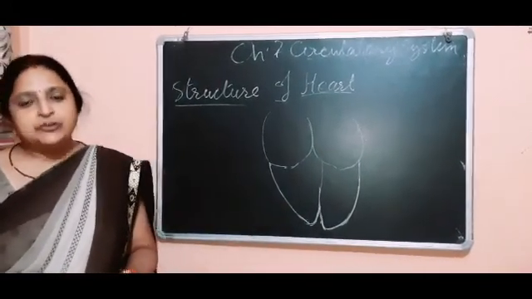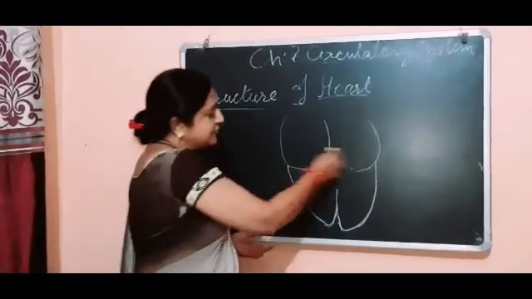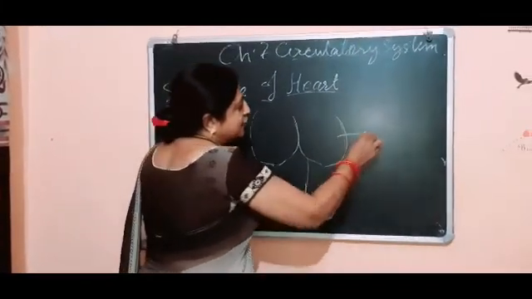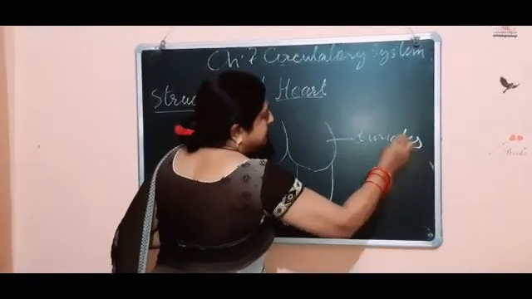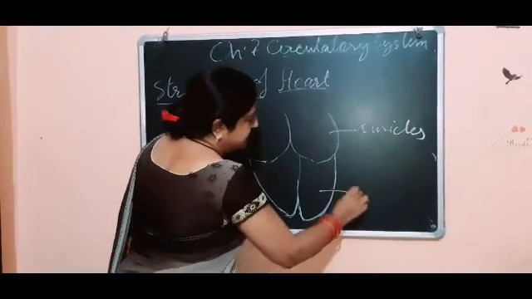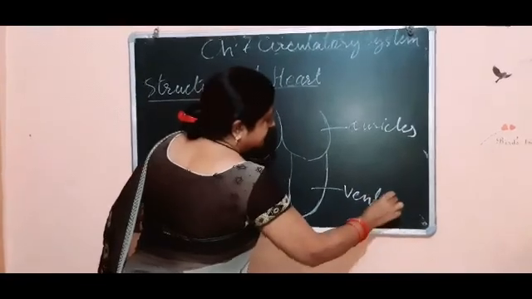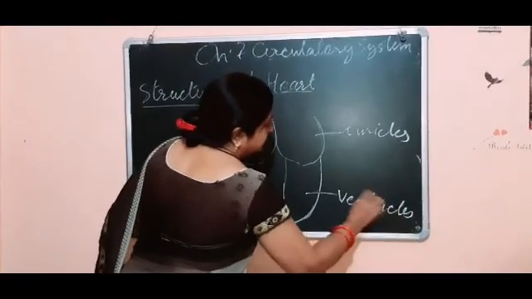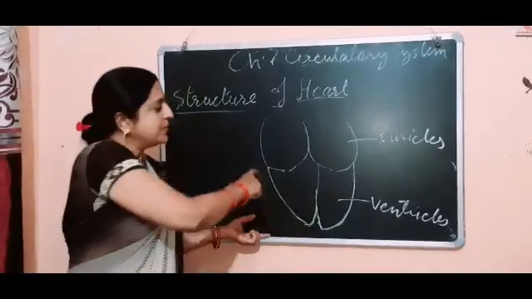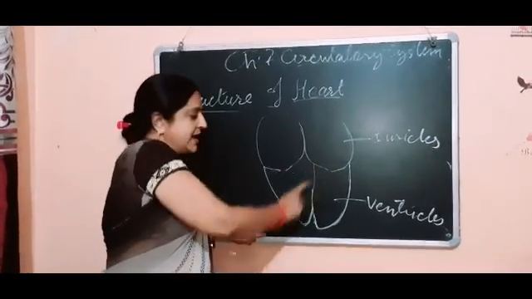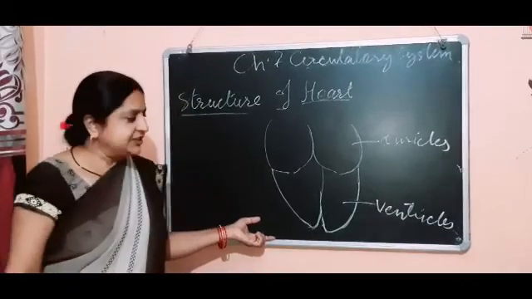The human heart is divided into four chambers, and these are the four chambers. These are the two auricles, and these are the ventricles. Two auricles and two ventricles. The two upper chambers are called auricles and the two lower chambers are called ventricles.